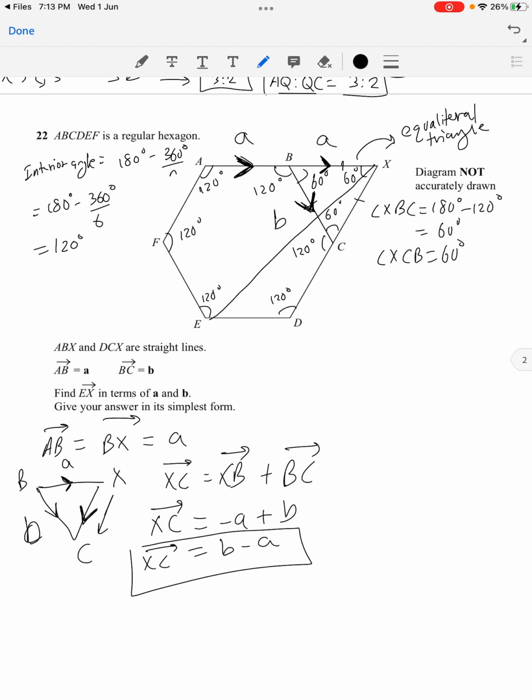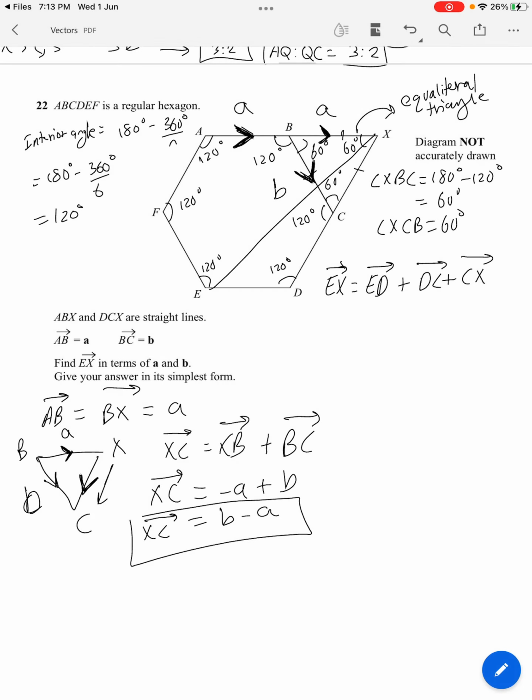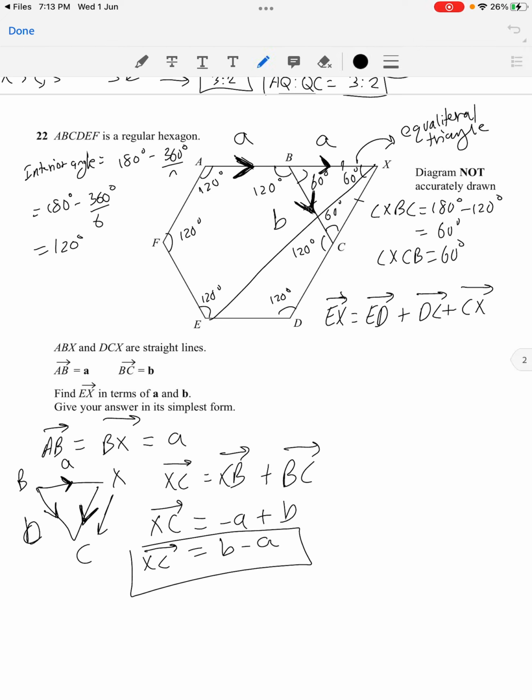Since you have found out what XC is, alright, you should know that EX, right? To find out what EX is, you have to find out EX. You're going to move from ED to DC and to CX in order to get the vector EX. So you're going to move from ED to DC to CX, alright? Just reload this so it's faster while solving. So you're going to move from ED to DC to CX.